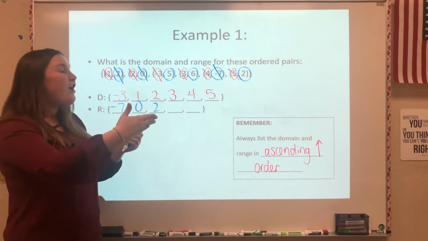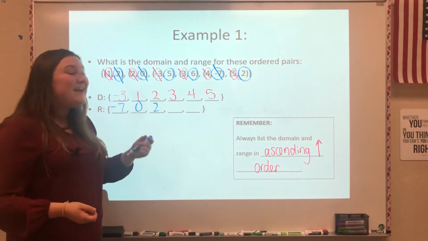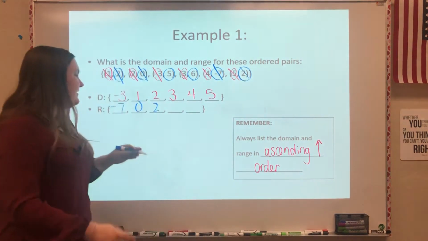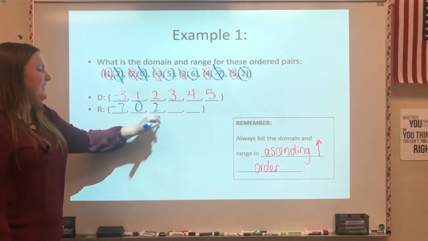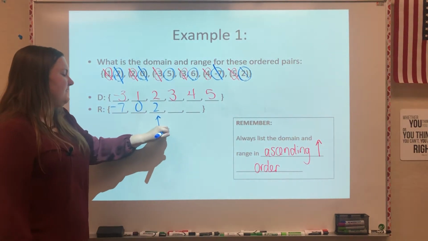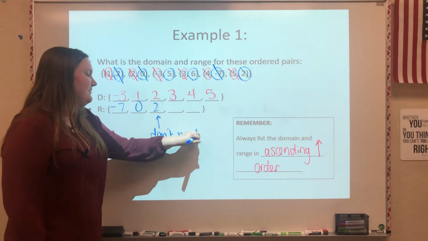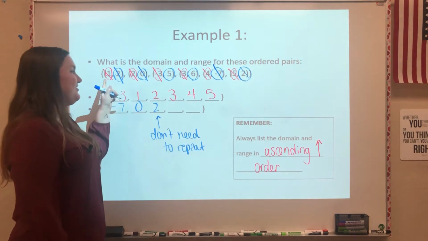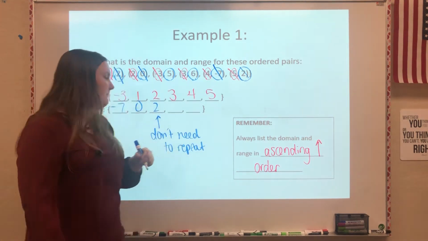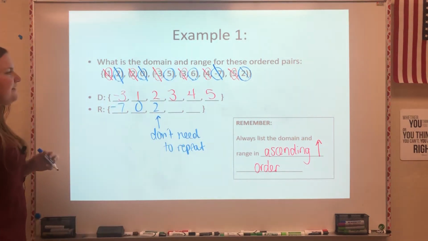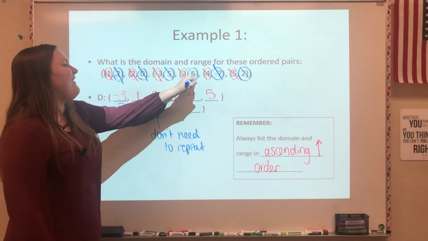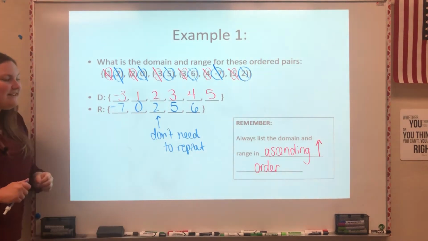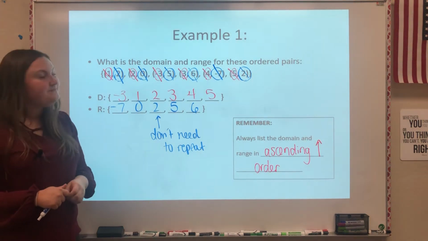We're listing all the different possible outcomes. I don't need to tell you that 2 is written twice. I don't need to list it twice. So here, I'm only going to write it once. If it's written more than once in your set, you don't need to repeat that number. So I've got my 2, and then left is 5 and 6. So that right there would be my range.